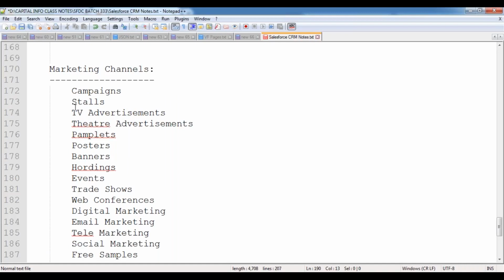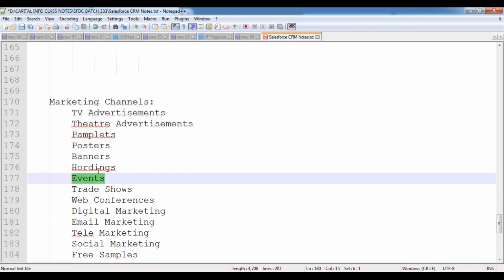Channel means a way to give the information to the common people. So in order to promote the products, we have the various marketing channels available. Like we can conduct campaigns, stalls, TV advertisements, theater advertisements, pamphlets, posters, banners, hoardings, events, trade shows, web conferences, digital marketing, email marketing, telemarketing, social marketing, free samples. Like that, so many ways are available to do the marketing.